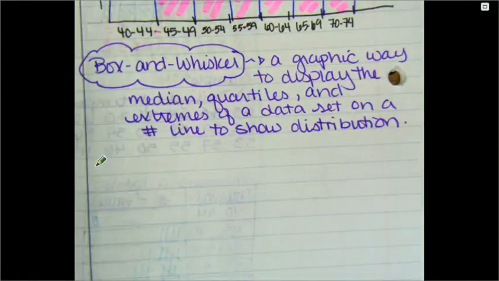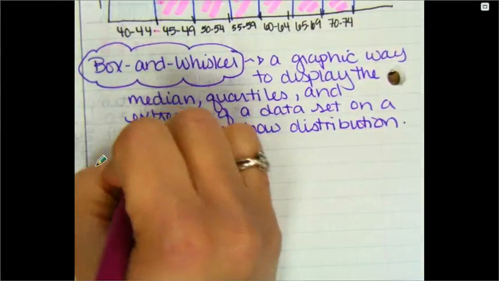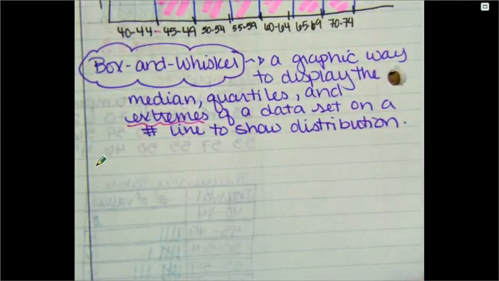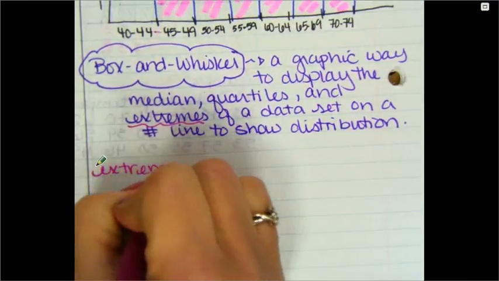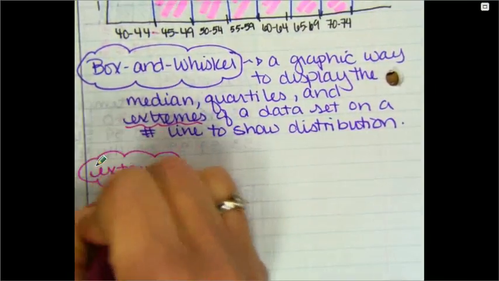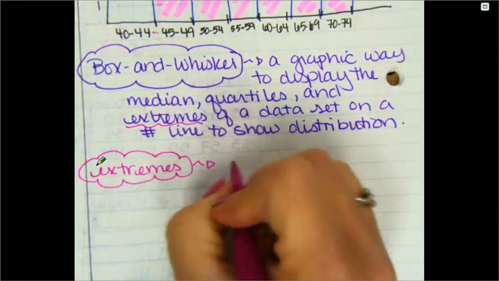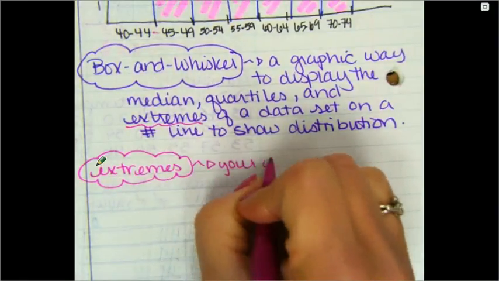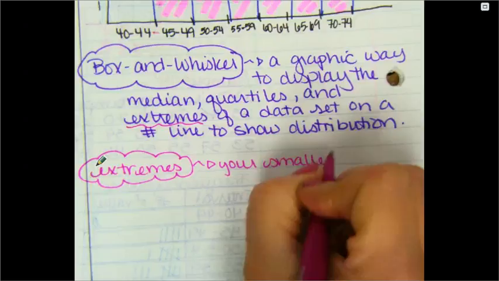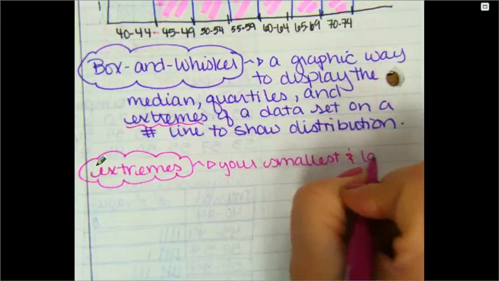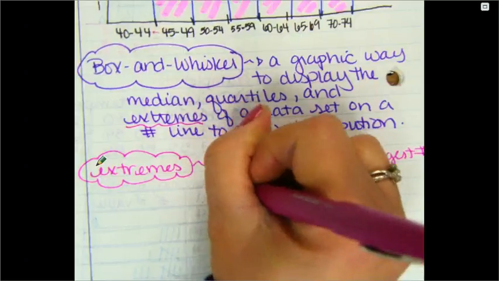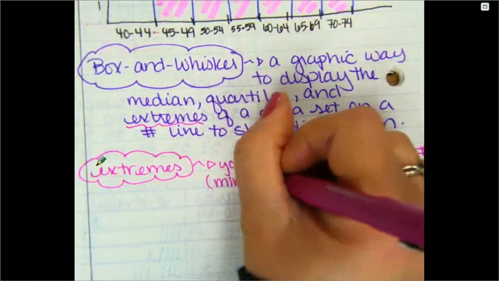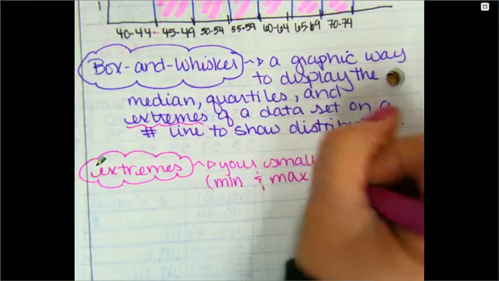I used some words that we don't know, like the word extreme. So let's go define the word extreme. Extremes is your smallest and largest number. So in other words, your minimum and maximum.